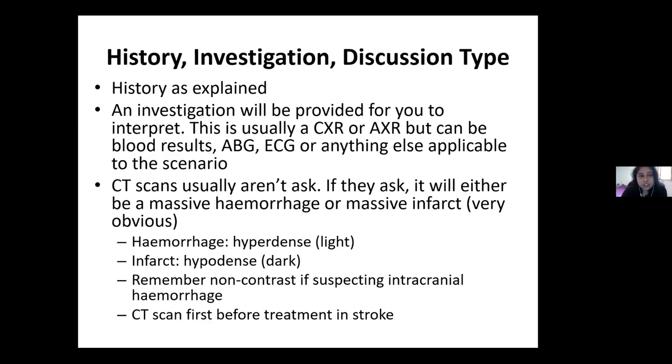CT scans aren't usually asked. It's a bit above F1 level. If they do ask, because CT scans have been used more and more frequently in clinical practice, it will either be a very massive, very obvious hemorrhage or massive infarct. The hemorrhages are hyperdense, they appear light. Acute hemorrhages appear light. On CT scans, infarcts are hypodense and appear dark. Remember, if your scenario is a stroke, before doing anything, put them into the donut with a non-contrast CT.